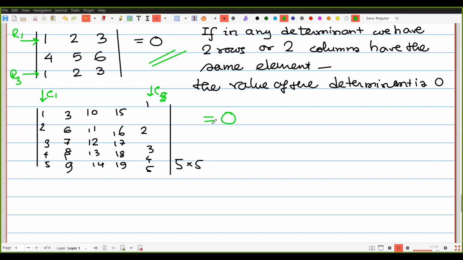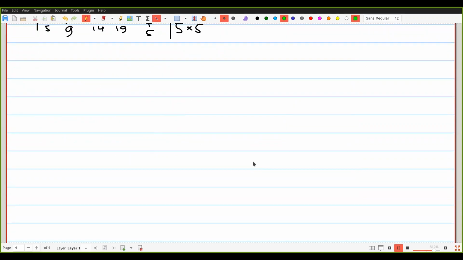That is the very simple way to find out the value of those. So the value of the determinant is equal to 0 at that moment. How can we find out? Simply, if any two rows or any two columns for any order are equal, the value is 0. That is the first property.